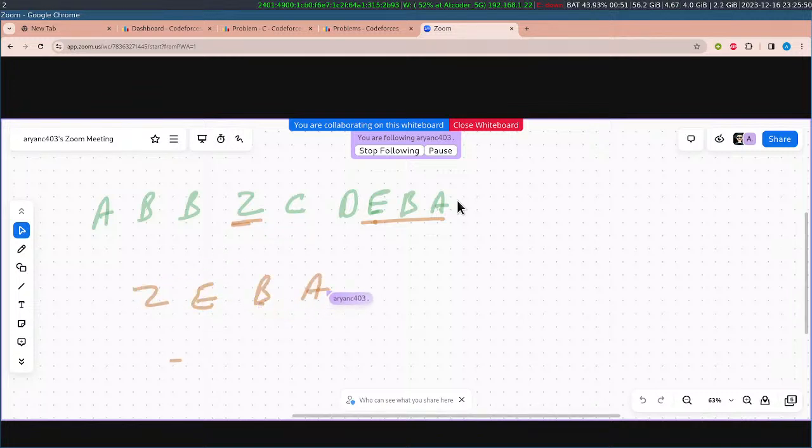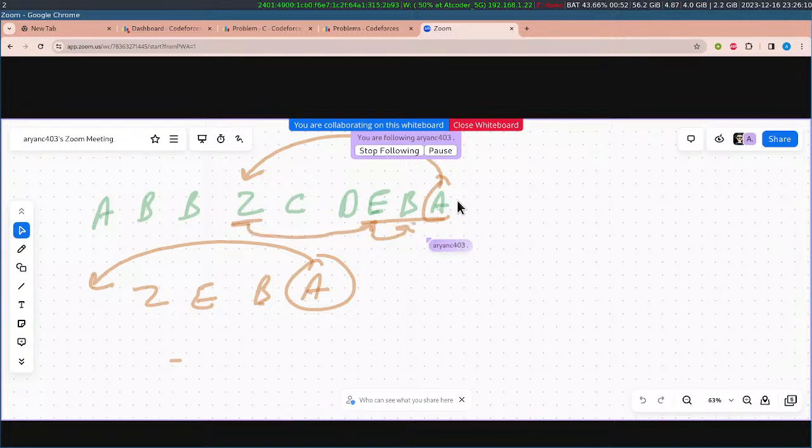And let's see what happens if we cyclic shift it once. If we cyclic shift Z, E, B, A, then A comes to the front. So A comes to the place of Z, Z comes in the place of E, E comes in the place of B, and B comes in the place of A. So the original string becomes A, B, B, A, C, D, Z, E, B. And if we try to find the lexicographically largest string again, in this case it will be Z, E, B.